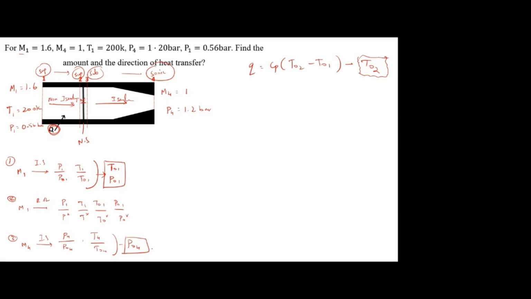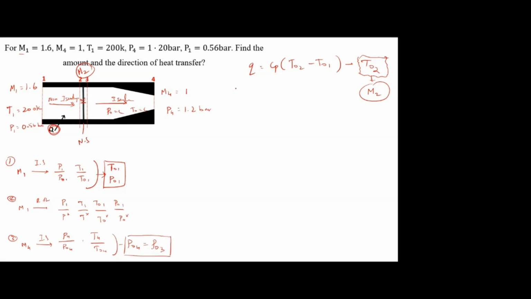T02 means in station 2 I should find the properties. Whenever you want to find some property in a station, if you know the Mach number, it would be very easy to find the remaining properties, right? Yes, sir. If I know the Mach number here, I can easily find other properties in this station too. So to find T02, first I should find M2. This is isentropic, right? So P0 is constant, T0 is constant. Even I can write P04 is equal to P03.